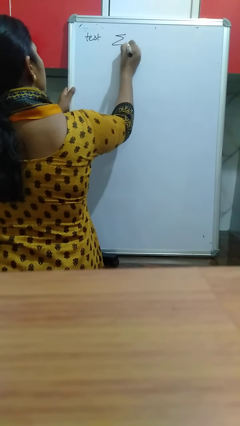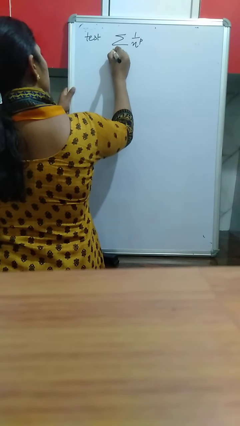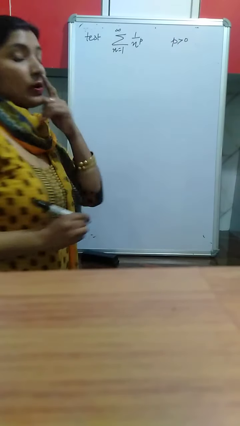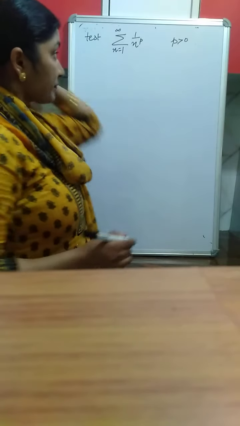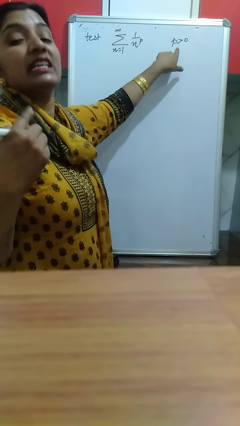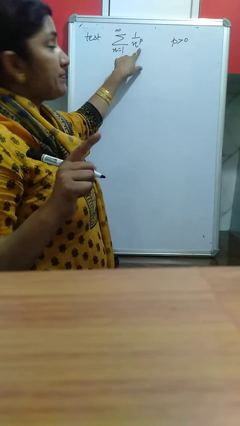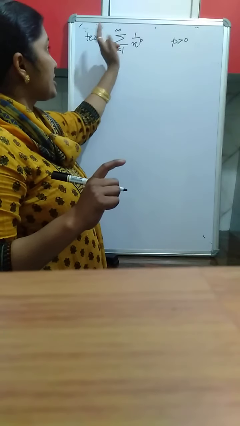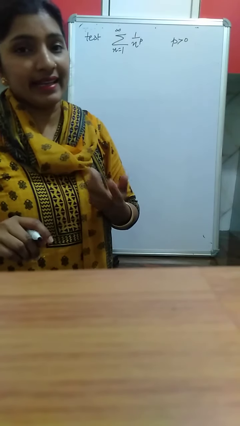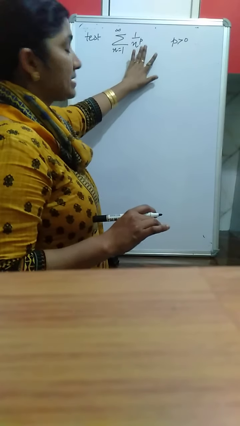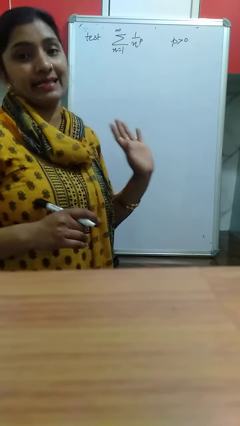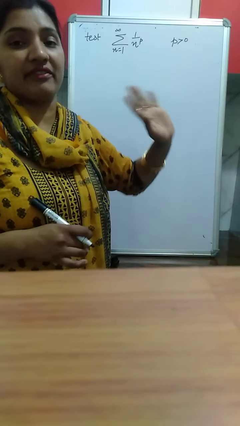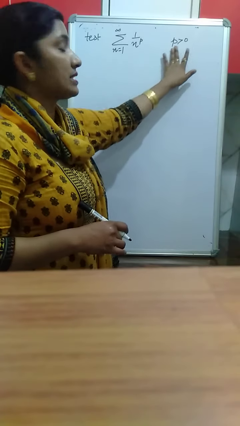Test the convergence of the summation of 1 upon n raised to the power p, where n varies from 1 to infinity and p is greater than 0. P is any positive real number. Now p is positive because if we take p as negative, the n will go in the numerator, and when n approaches infinity, the sequence is clearly divergent. So we have taken p positive so that this number will remain less than 1. It will not be greater than 1. Otherwise the series will definitely be divergent.